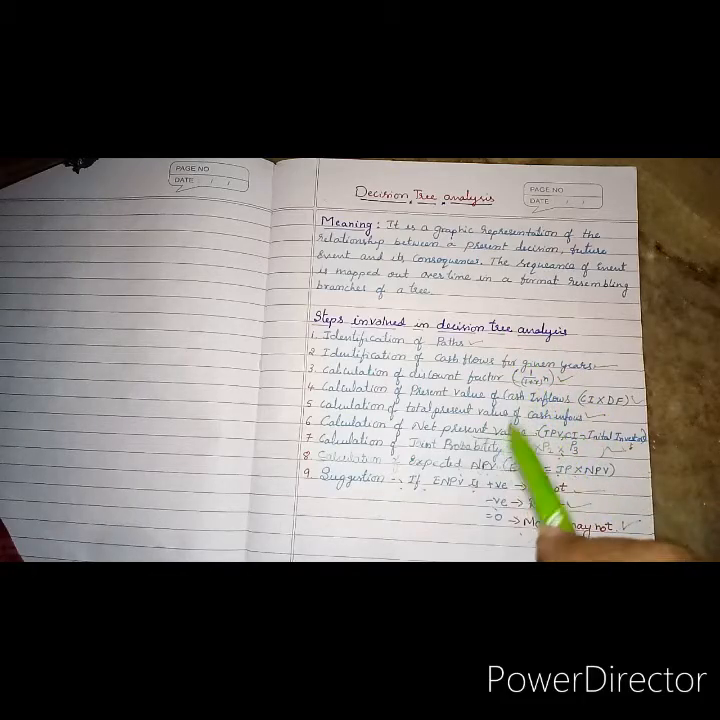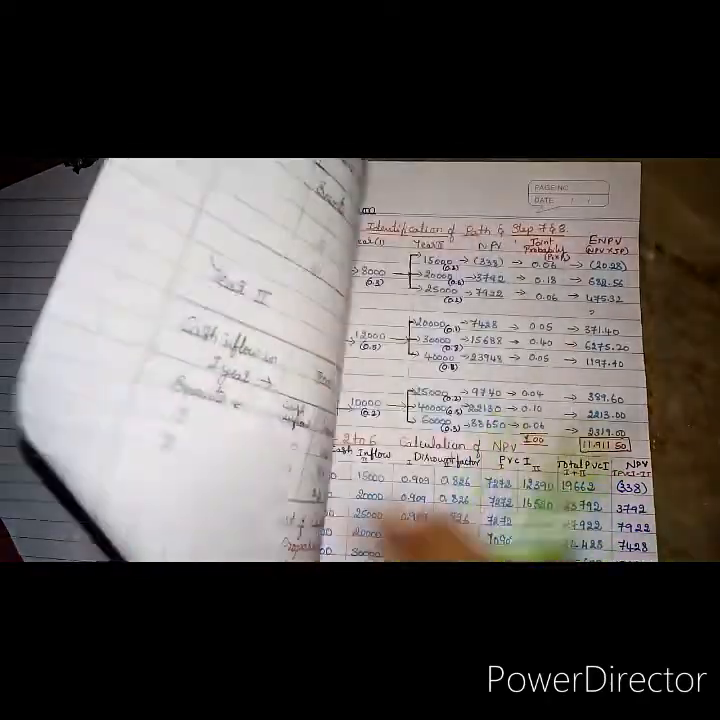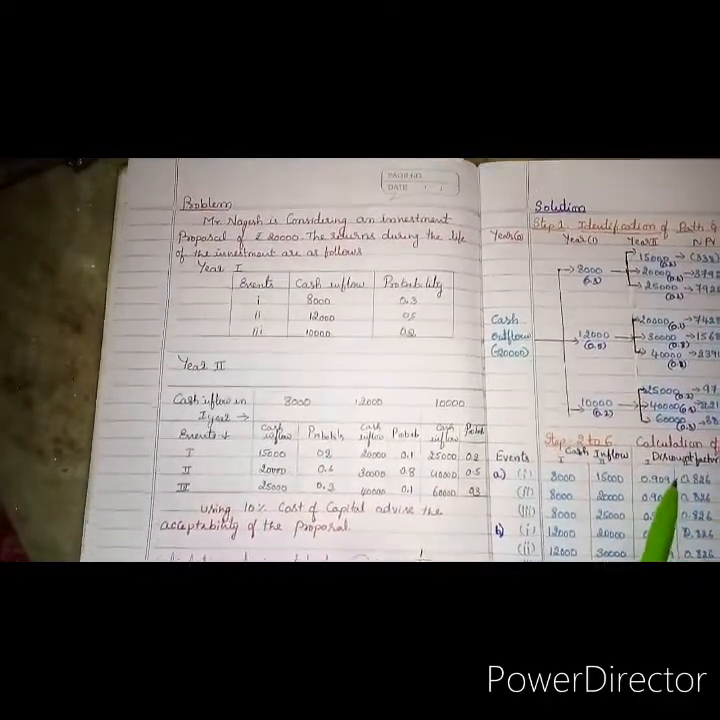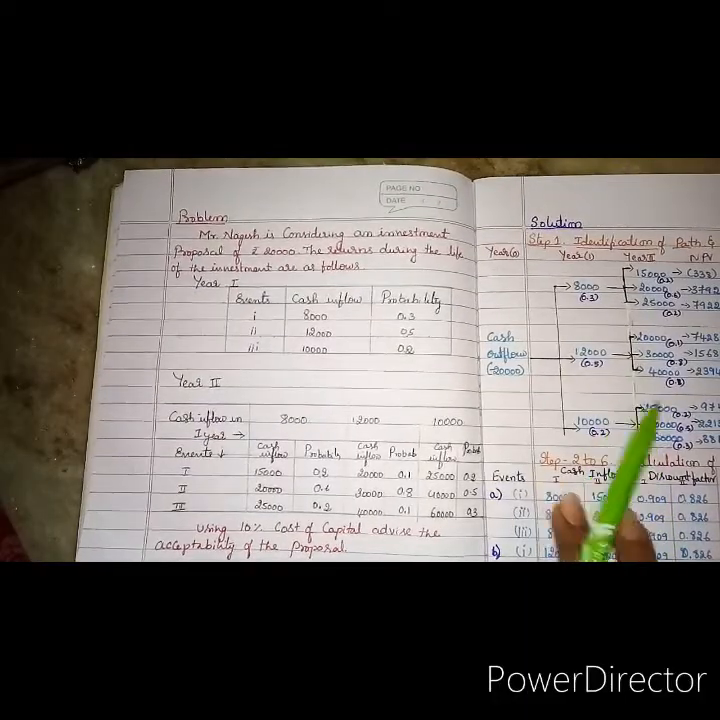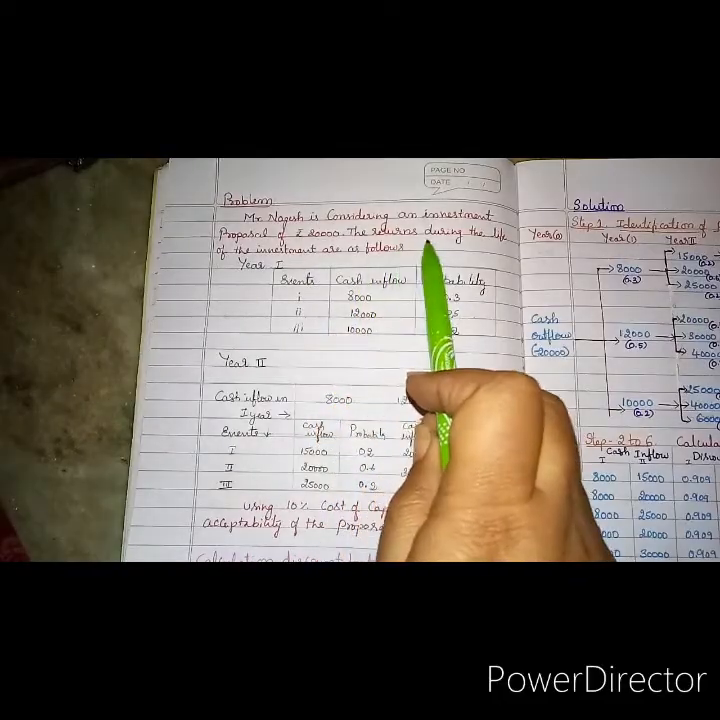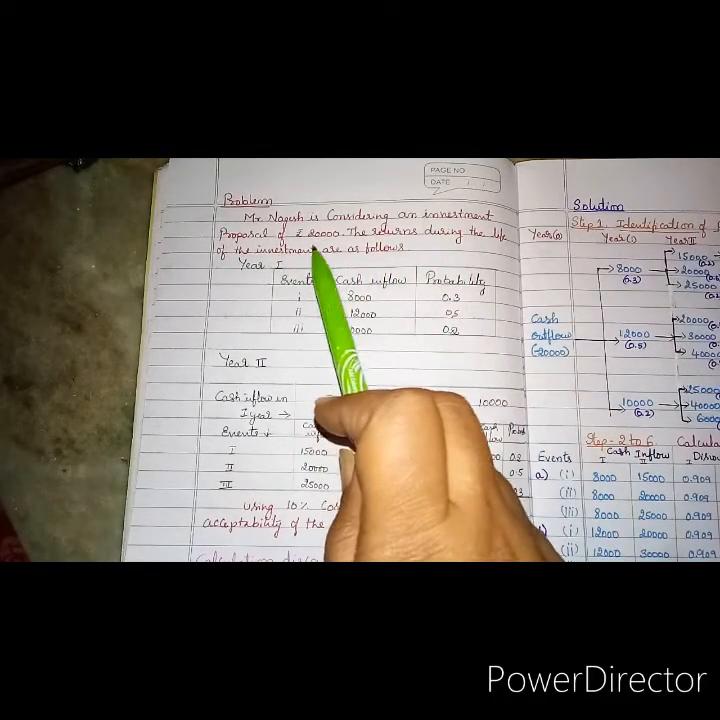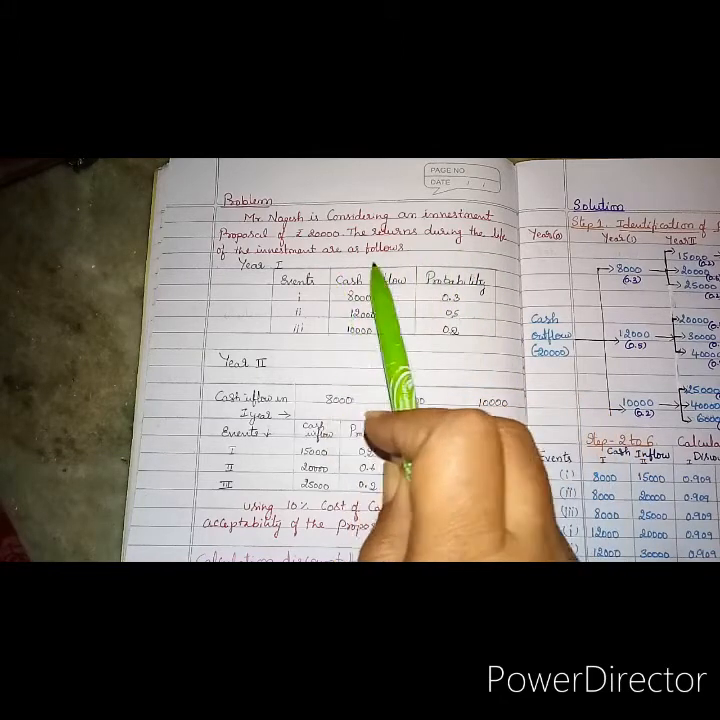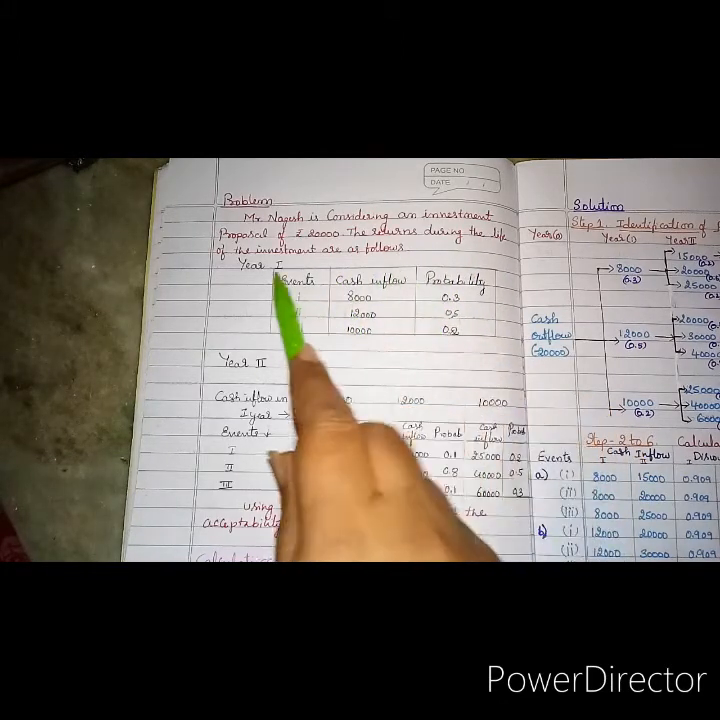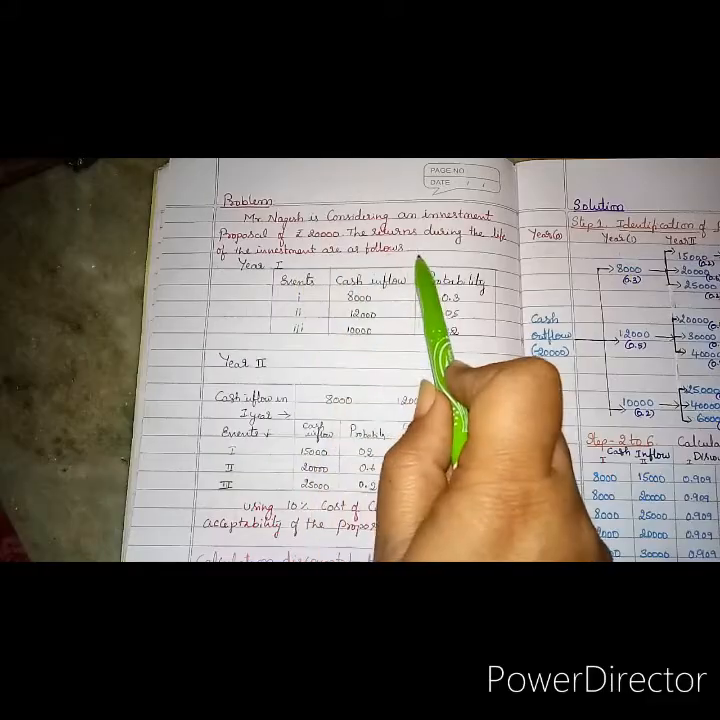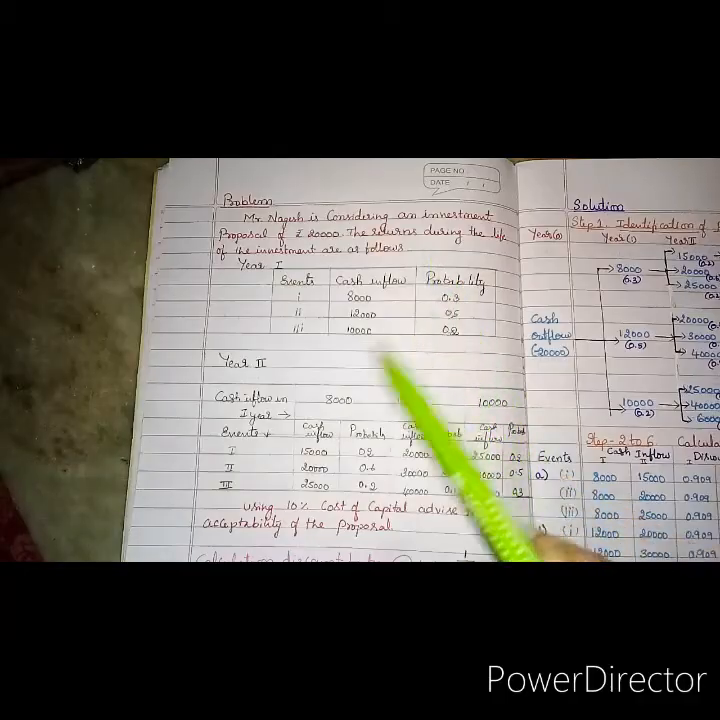Now let us go with one problem so that you can understand easily. Right, so this is the problem. You can see here, Mr. Nagesh is considering an investment proposal of rupees 20,000. The returns during the life of the investment are as follows. Here they have given cash flows for the life of the investment. So we will see how many years they have given data.